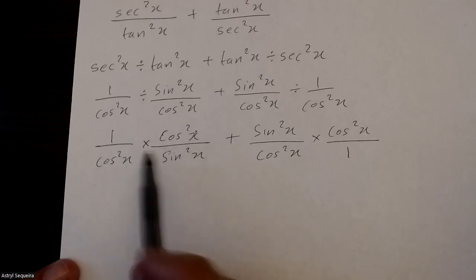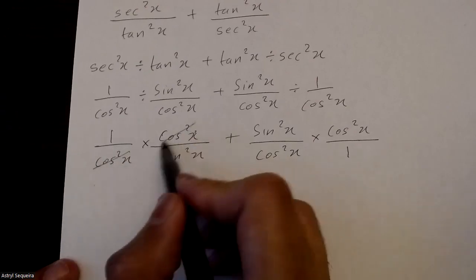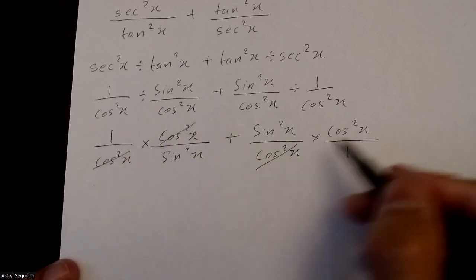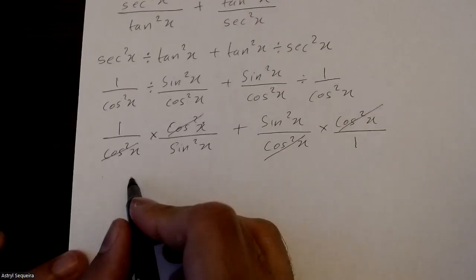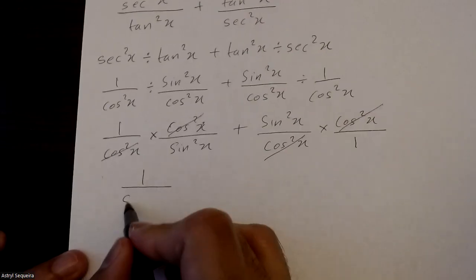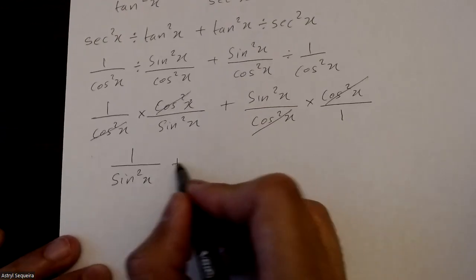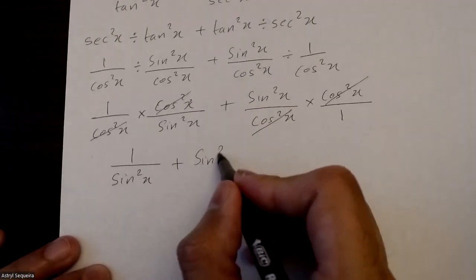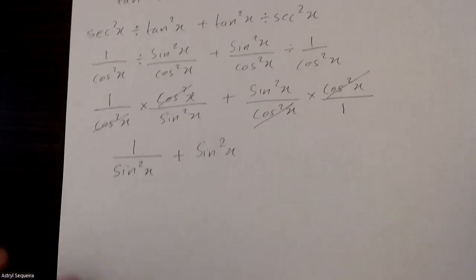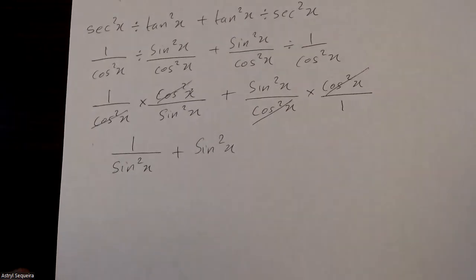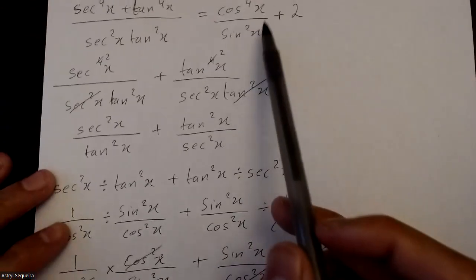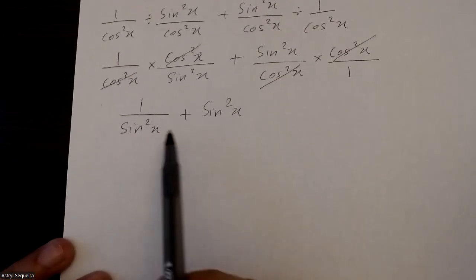And now these are multiplying, so I can cancel the cos square and cos square here, and over here I can also cancel the cos square and cos square. So I'm left with 1 over sine square x plus sine square x over 1, which is just sine square x. Yeah, this is kind of similar to this, but still not exactly the same. We're getting close though.